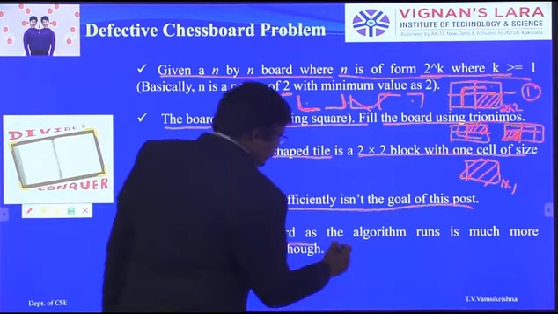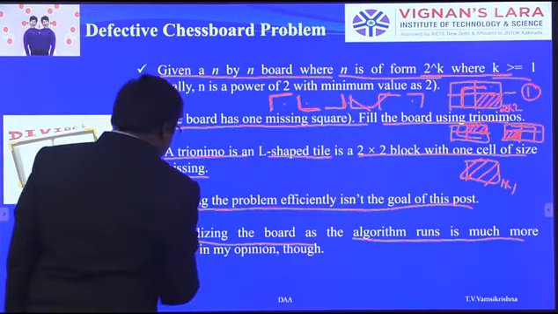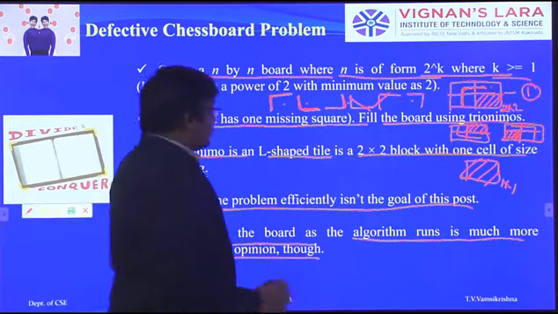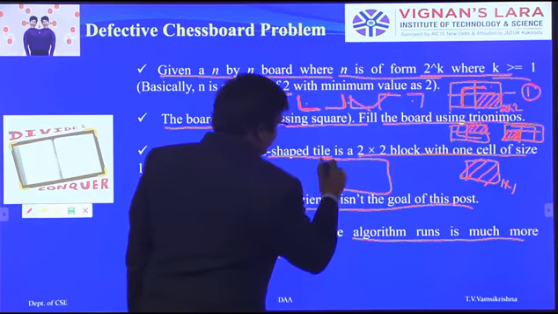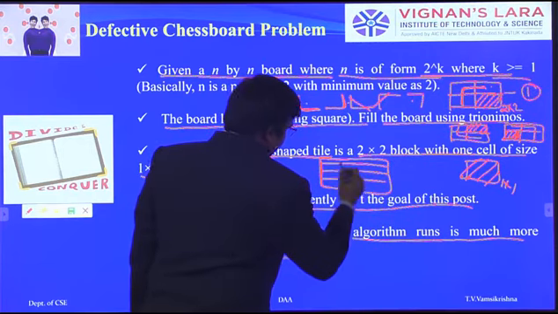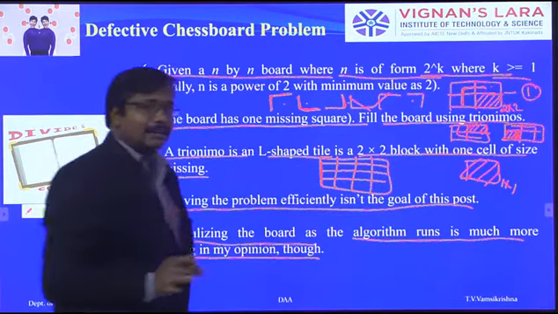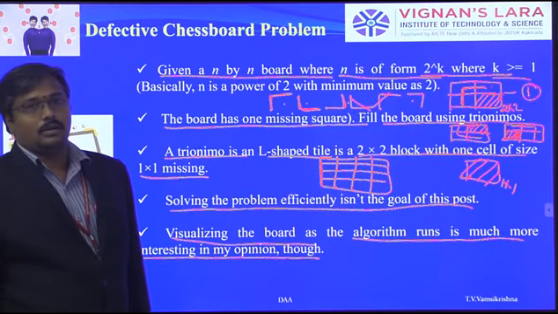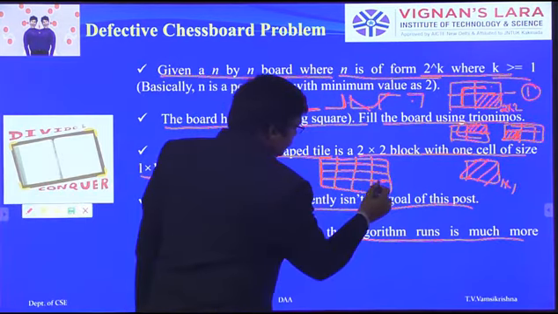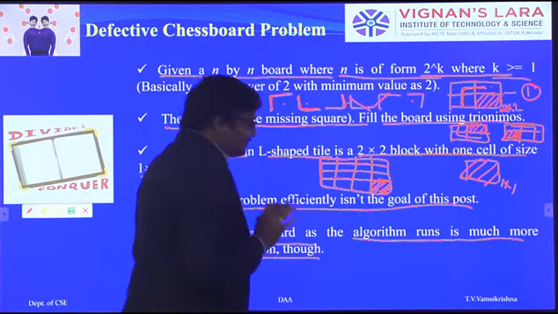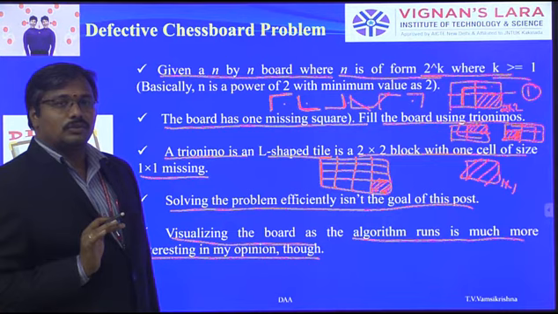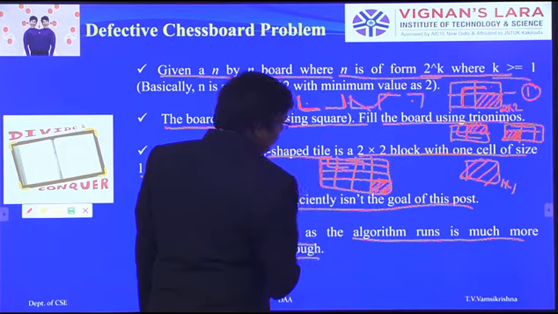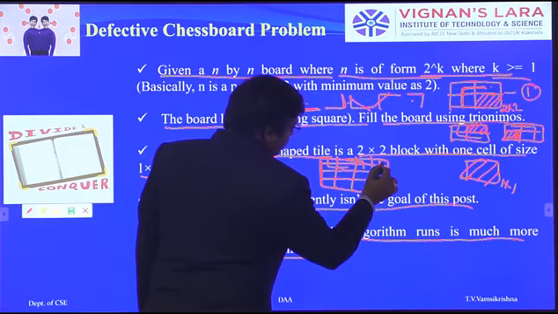Visualizing the board, the way the algorithm runs is much more interesting. So how do we do this? To understand clearly, suppose we have taken a 4 by 4 chessboard. How many triaminos are required? Let us assume this is the defective tile. This is one triamino, this is another triamino, and here there is a gap.